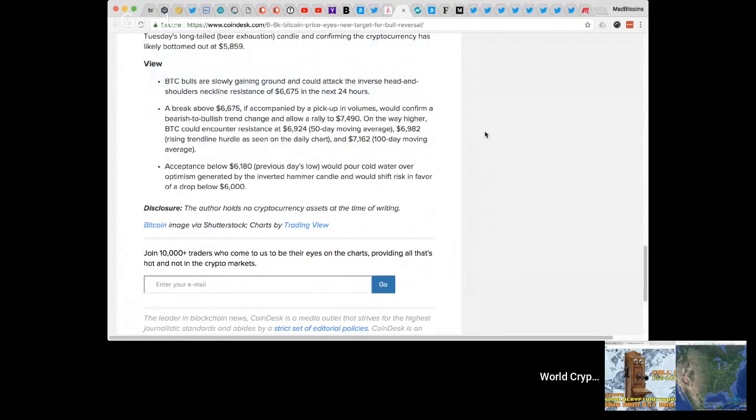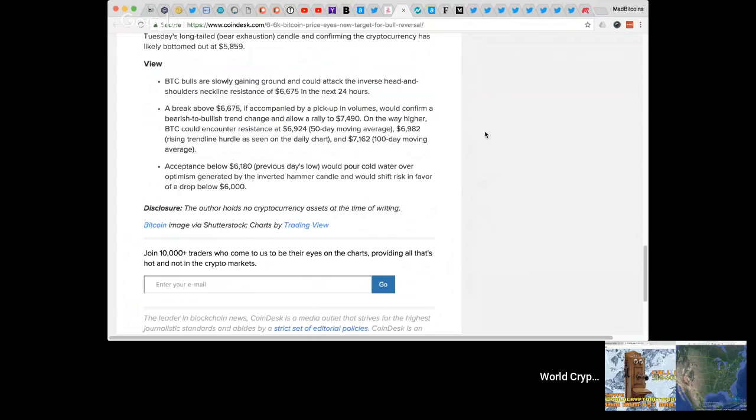Bitcoin bulls are slowly gaining ground and could attack the inverse head and shoulders neckline resistance at 6,675 in the next 24 hours. A break above 6,675, if accompanied by a pickup in volume, would confirm a bearish to bullish trend change and allow a rally to 7,490. On the way higher, Bitcoin could encounter resistance at 69.24, the 50-day moving average, or the rising trend line hurdle as seen on the chart, or even the 100-day moving average. There's lots of potential resistance.